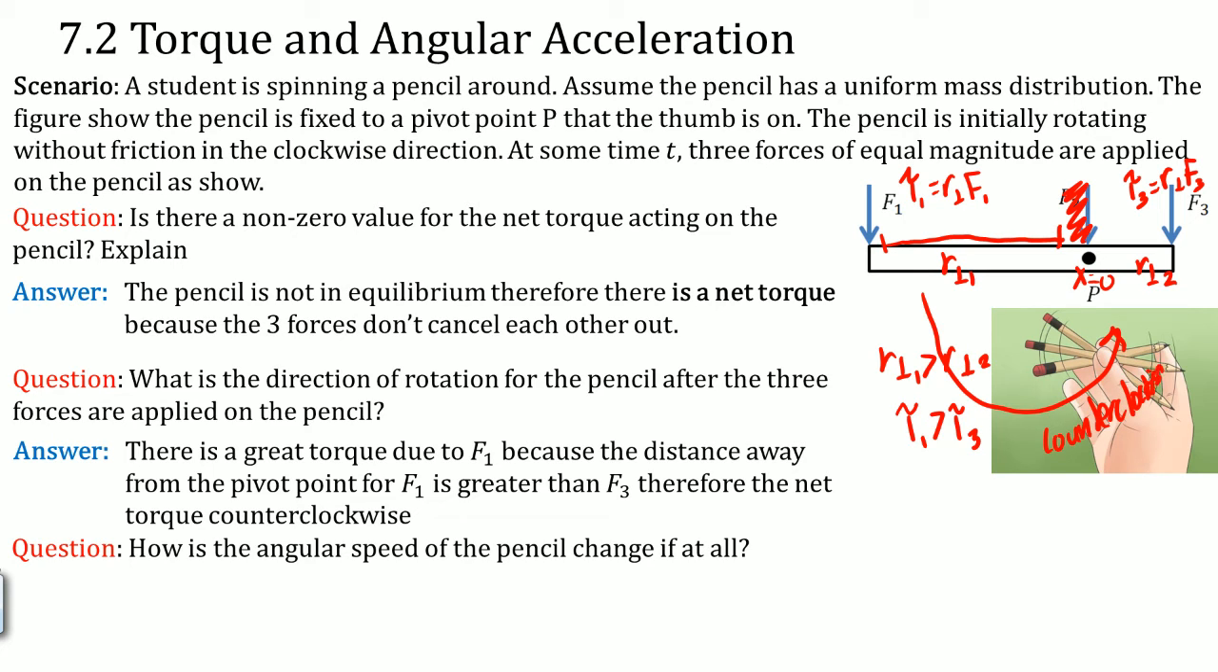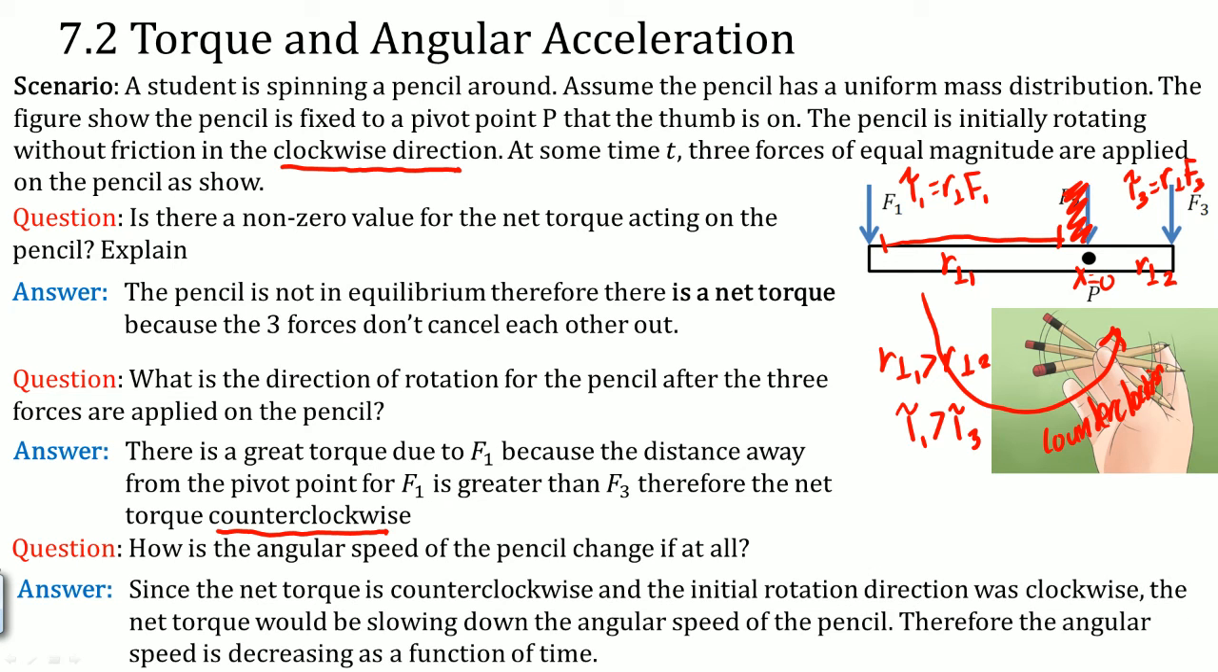Next question, what is the angular speed of the pencil? How is this angular speed of the pencil changing, if at all? Well, originally, we said that it was going clockwise. Now, F1, which is supplying the net torque, is going to be in the counterclockwise. Those two will be in conflict with each other. One is positive, the other one's negative.